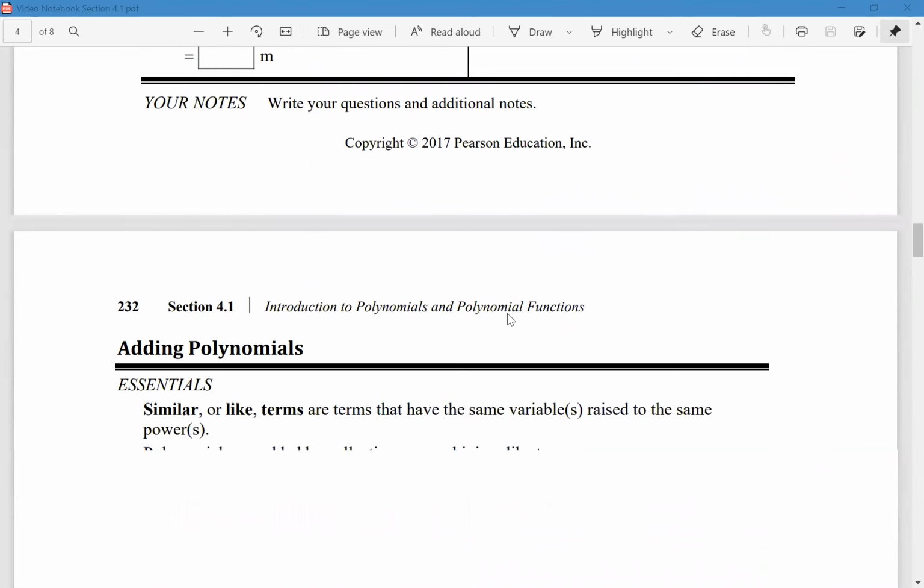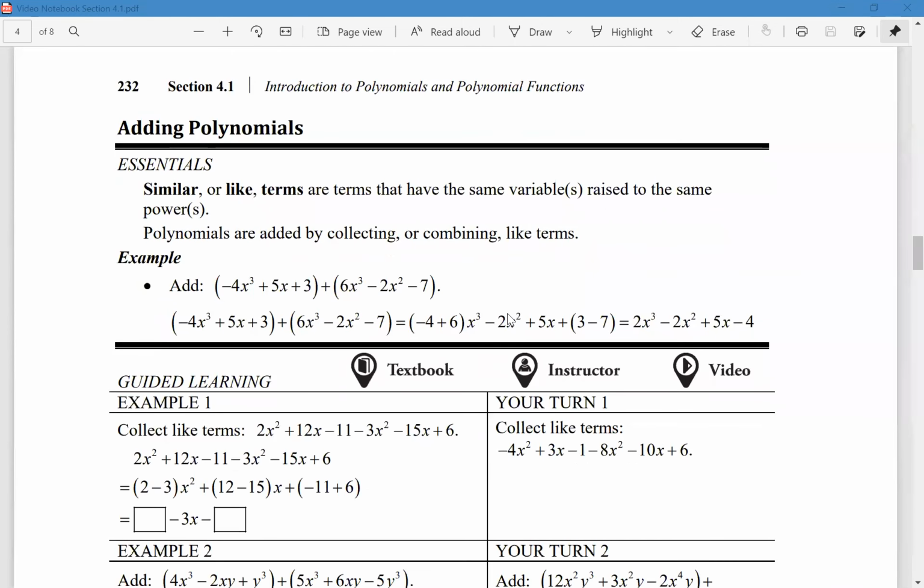So, all right. Next little topic here, adding polynomials. All right, you've definitely done this before if you're in this class. Combining like terms is what we're doing. All right, so similar or like terms are terms that have the same variables raised to the same powers or exponents.